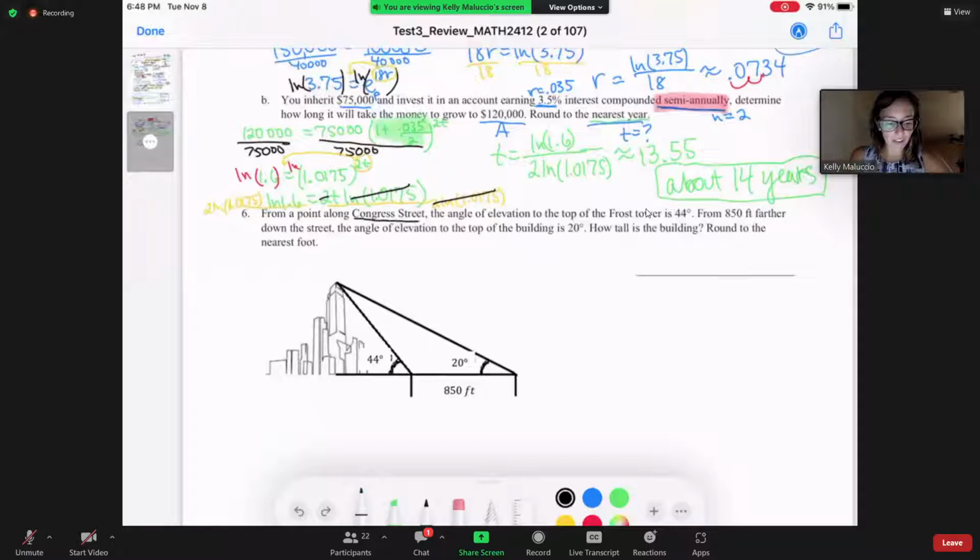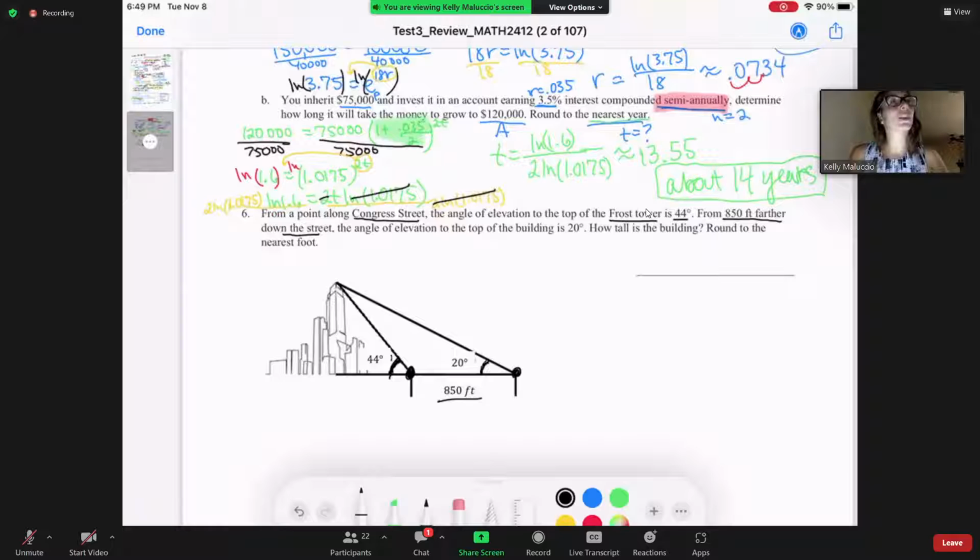So from a point along Congress Street, let's say the angle of elevation to the top of the Frost Bank Tower, right, is 44 degrees. So what they're saying is from some point, and we're pretending that's here, the angle of elevation is 44 degrees that they listed there, right? And we don't know this point. We're just saying at some distance away from the building, who knows how far. Then from 850 feet farther from that point, so this point, we do know this 850 feet down the street, so still on Congress, I guess.